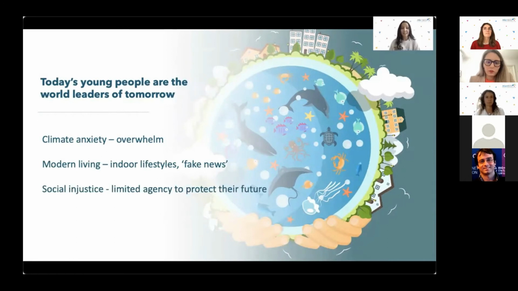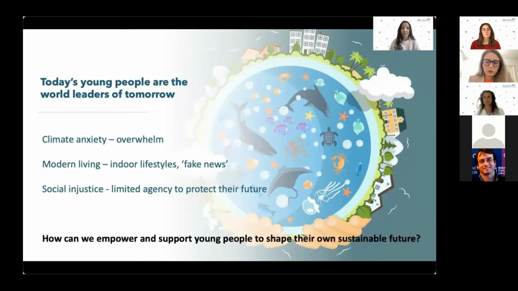In addition, despite science's consistent calls for climate action, continued lack of collective action across the globe brings about many social injustice challenges, including intergenerational equity, because today's young people are currently inheriting the climate change problems they have had little to no influence in creating. In addition, they've largely been excluded from decision-making processes on climate and ocean issues and have limited agency to protect their future. So how can we empower young people to protect their future and provide them with the skills and knowledge necessary to support them in shaping a more sustainable and secure future?